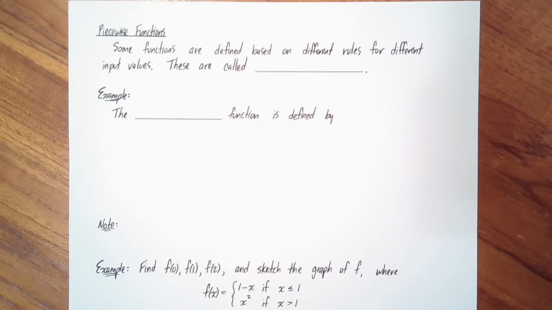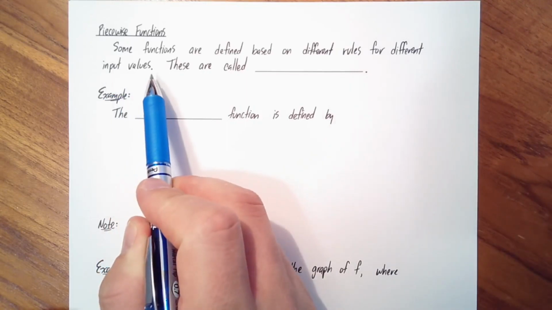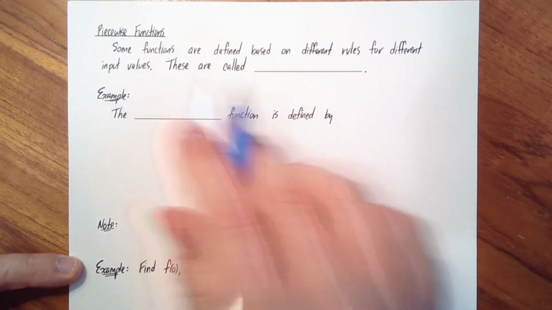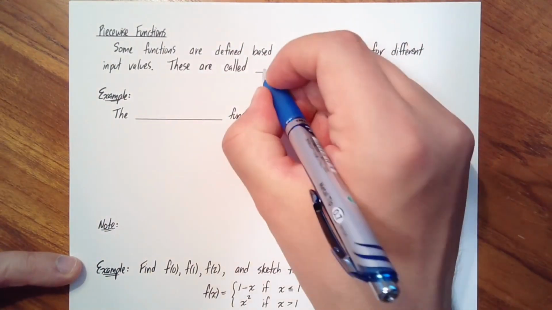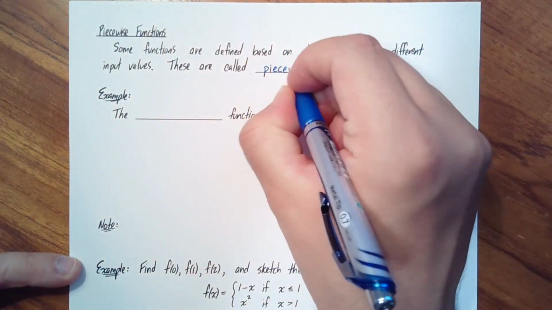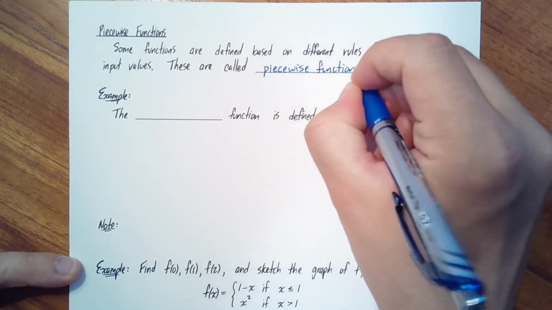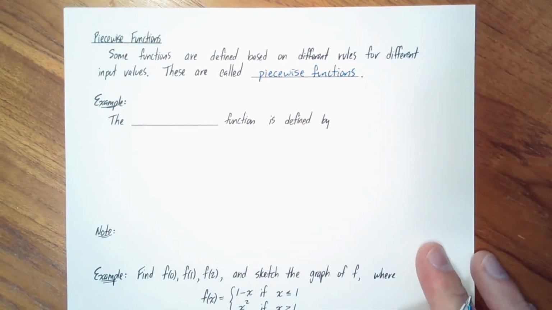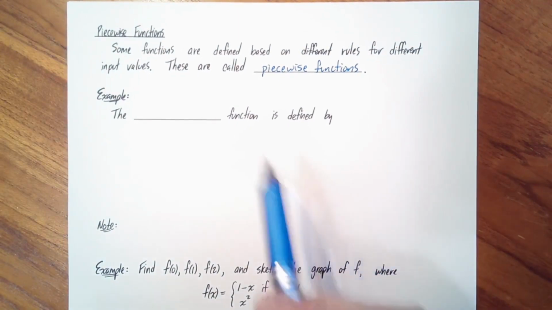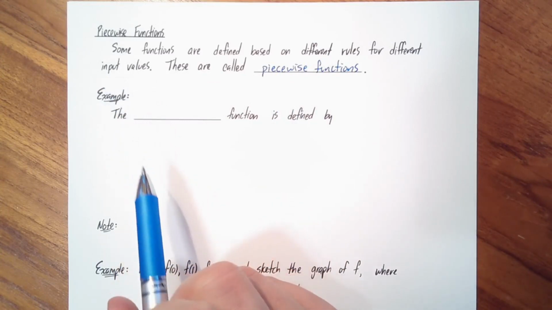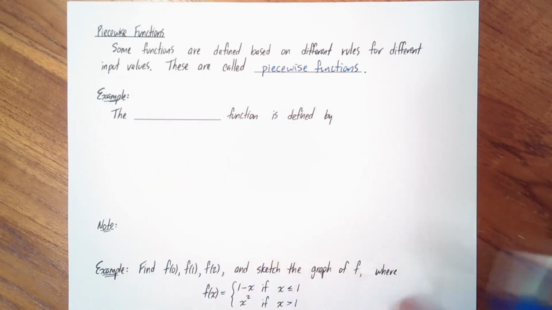So some functions are defined based on different rules for different input values. And these are called piecewise functions. And that's actually what this small subsection here is about. So let's fill that in. The examples that we look at are going to be defined based on different rules for different ranges of input values, or different intervals of input values.